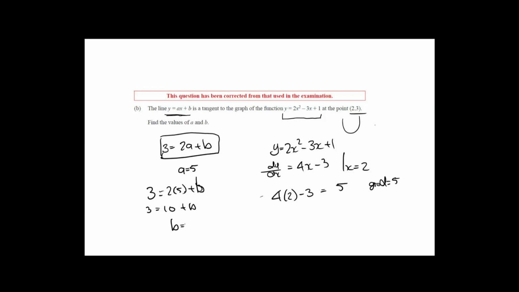Therefore b must be equal to -7. So therefore the line of gradient 5 is going to be y = 5x - 7. And I'll leave it to you to prove that graphically if you want to.